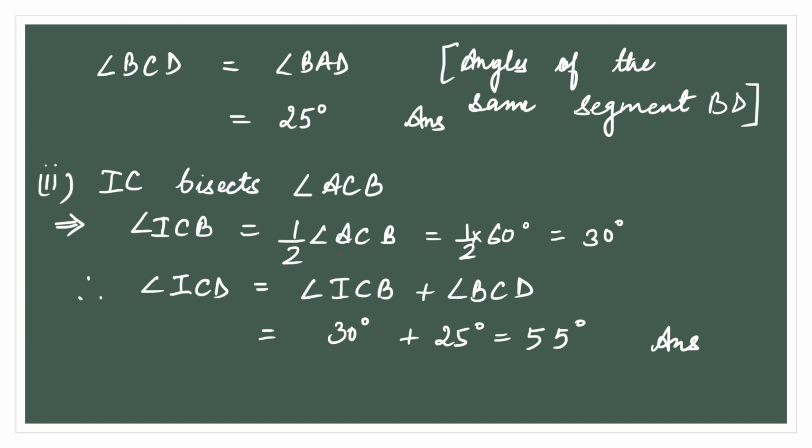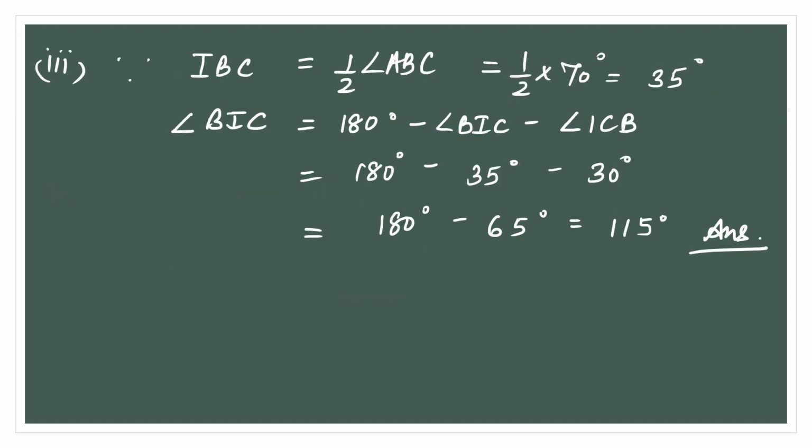Now IC bisects this angle, therefore this angle is 30 degrees. Therefore total angle ICD is equal to ICB plus BCD. ICB we have found out, and BCD also we have found out. The total of these two angles is 30 plus 25, which is equal to 55 degrees. That is the answer. Now coming to the third part, children, angle IBC is equal to half of angle ABC because it bisects. Therefore half of 70 degrees is equal to 35 degrees.